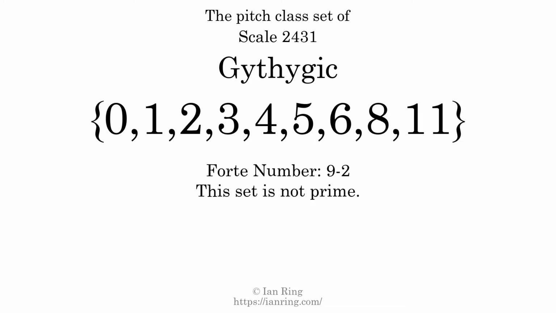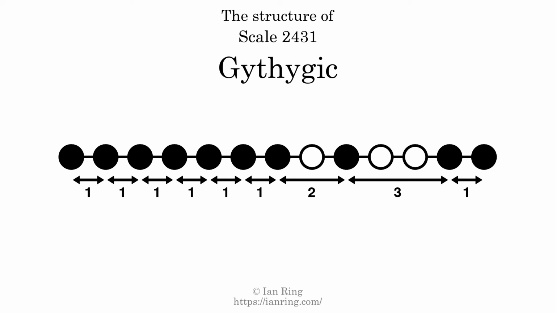The pitch class set for this scale is 0, 1, 2, 3, 4, 5, 6, 8, 11. The fault class is 9, 2. This set is not prime. The structure of a scale is a description of the interval distance between each successive tone. This scale has a structure of 1 1 1 1 1 1 2 3 1.